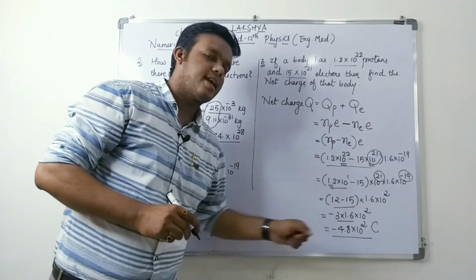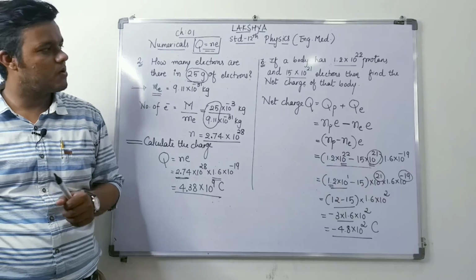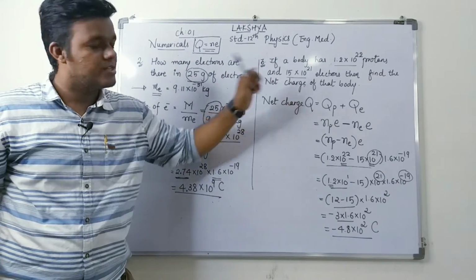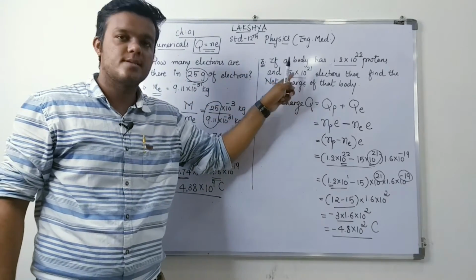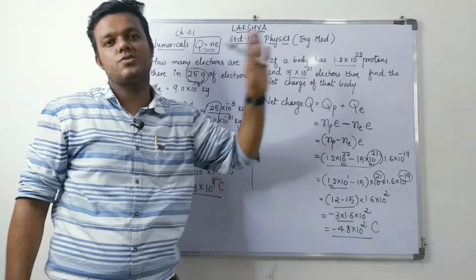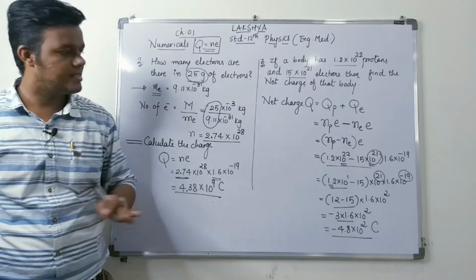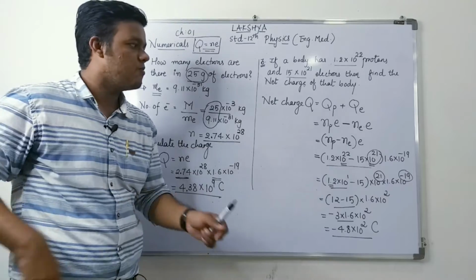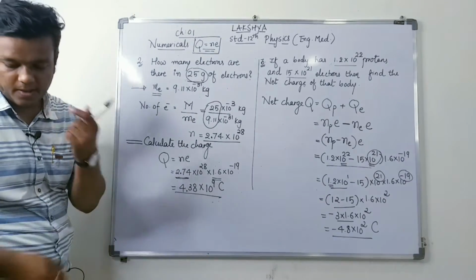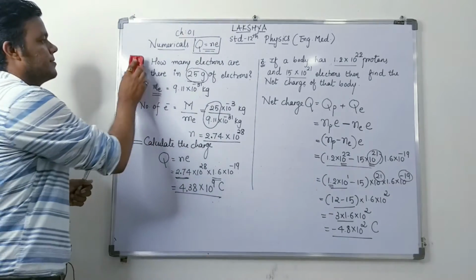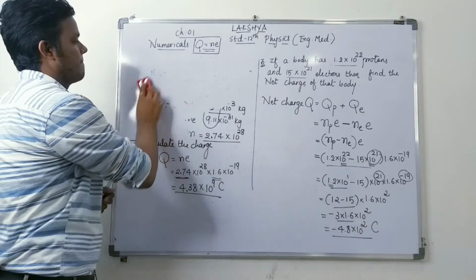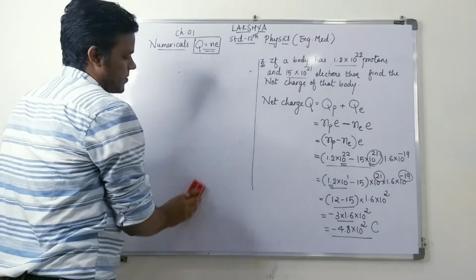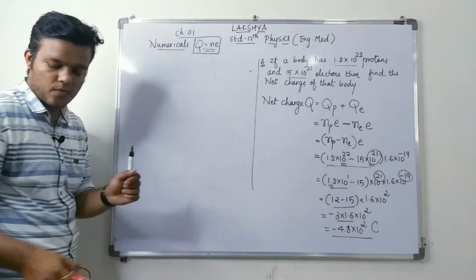And why did it come negative? Because you can see the number of electrons on this body is more than the number of protons it has. That's why the net charge becomes negative, right? Now moving towards the next example, which is of another kind. We have solved 3 different types of example in this lecture. Now moving towards the fourth one.